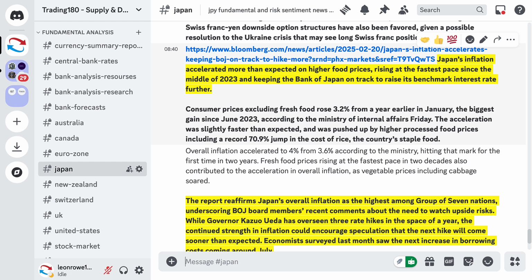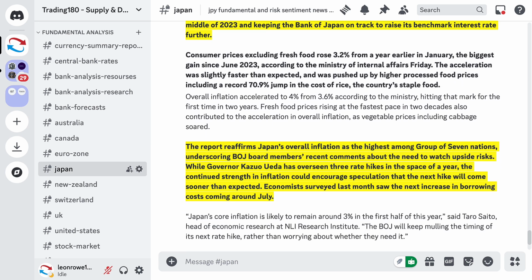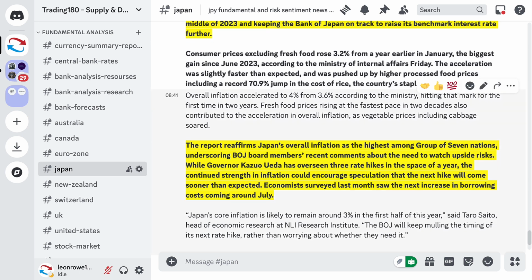So Japan's inflation accelerated more than expected on higher food prices, rising at the fastest pace since the middle of 2023, and keeping the Bank of Japan on track to raise its benchmark interest rate further. The report reaffirms Japan's overall inflation as the highest among a group of 7 nations, underscoring Bank of Japan board members' recent comments about the need to watch upside risks.